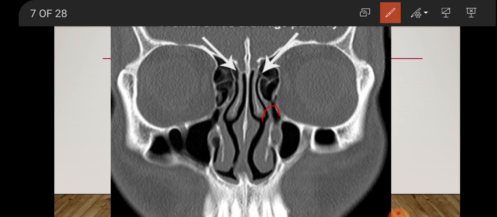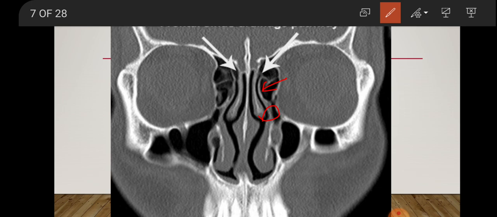So actually this is the anterior end of the infundibulum of the middle meatus, that is the opening or drainage of this frontal air sinus. So this frontal air sinus drains into the anterior end of the infundibulum of the middle meatus via the frontonasal duct. So that is the drainage of this frontal air sinus.